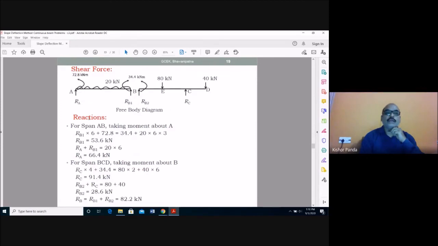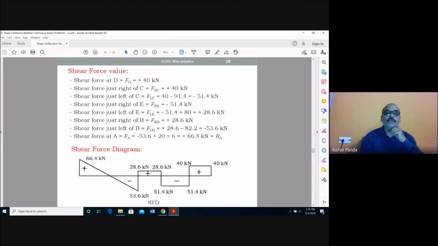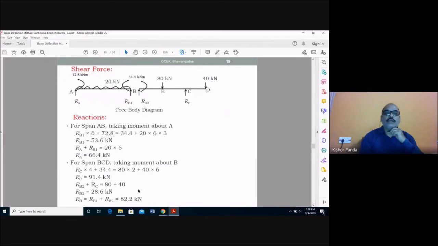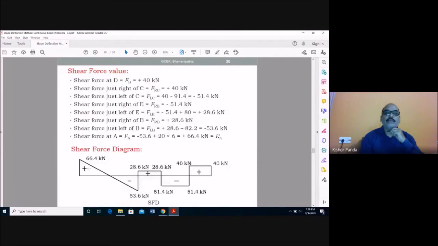Then after adding the load that is present here, once again you get the shear force at A, which is equal to RA. So the shear force you got here is 66.4 positive, and here due to the UDL the diagram is linear. This point and this point you have to join. It goes linearly. So this is the total shear force diagram with the positive and negative values.